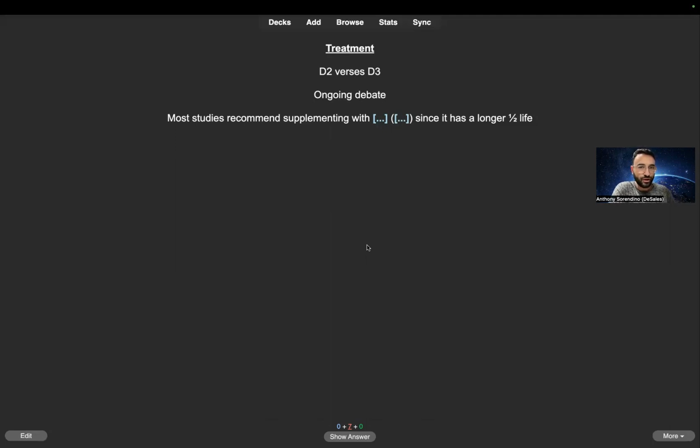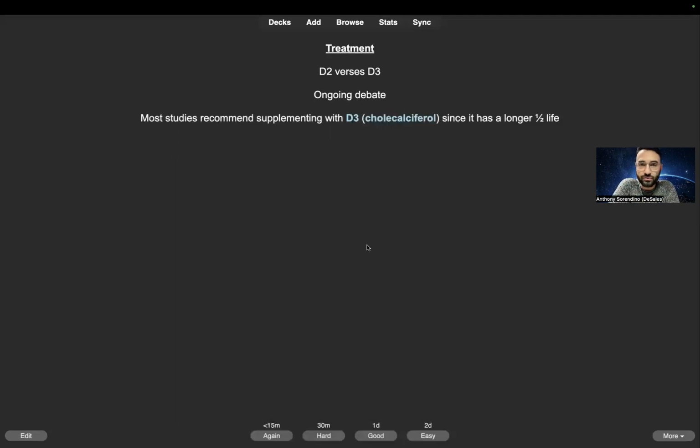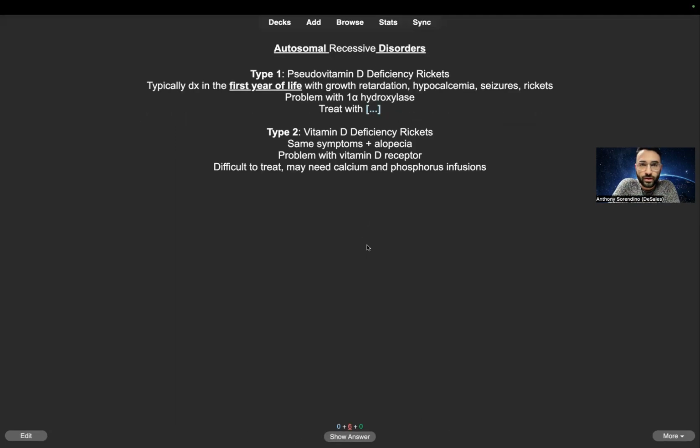Is it calcitriol or is it... I think it is. I don't think it's 125. This is D3, so this is cholecalciferol. How do we treat? Probably just calcitriol. Think about that. What is calcitriol? It is calcitriol. So we're giving them 125. That's pretty important.